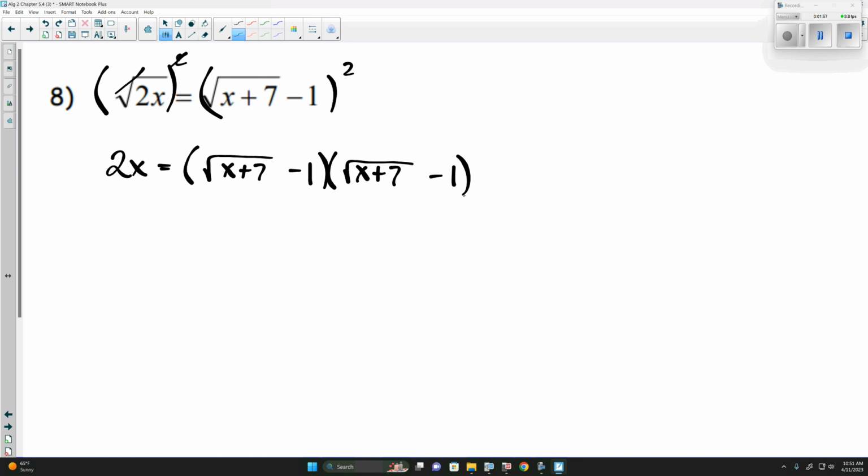Now, since we have 2 terms being added together, like yesterday where we had 2x plus 1 and had to multiply it by itself, we have to do the same thing here. The square in that radical for the x plus 7 won't just cancel each other out, because we also have the minus 1. Questions on this so far?